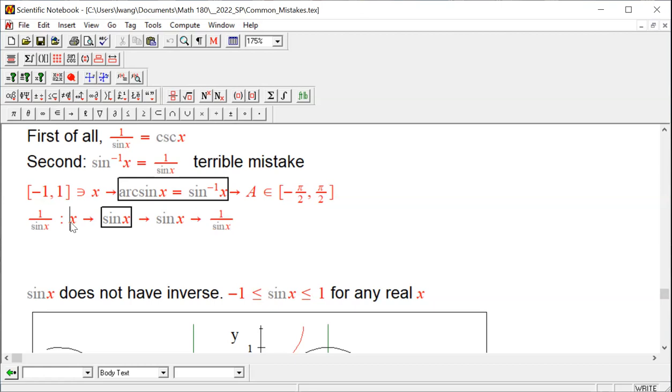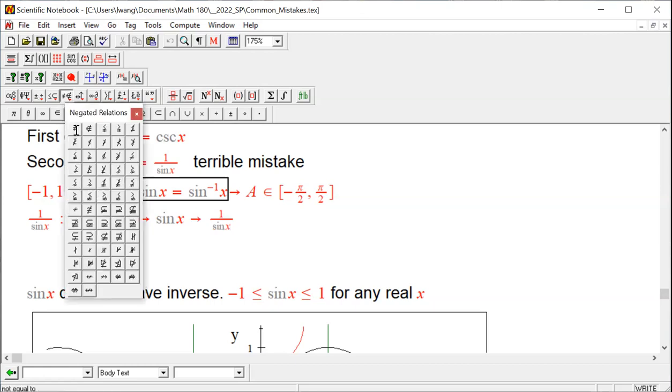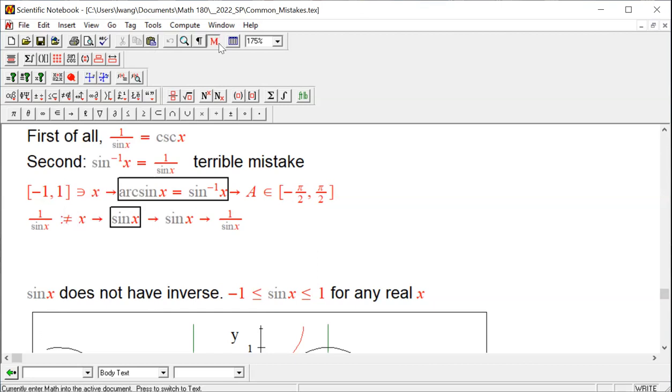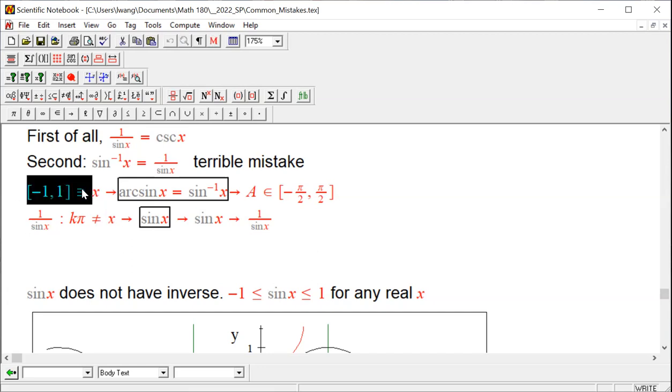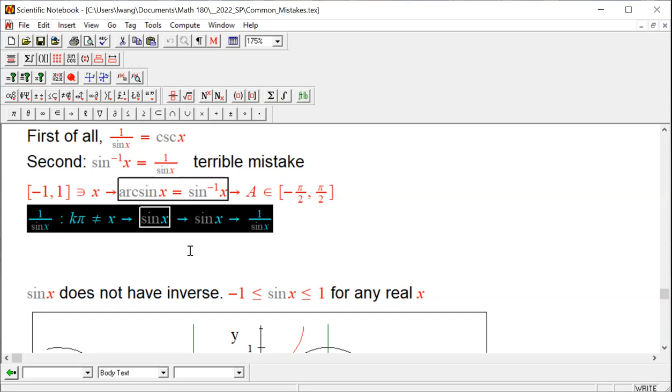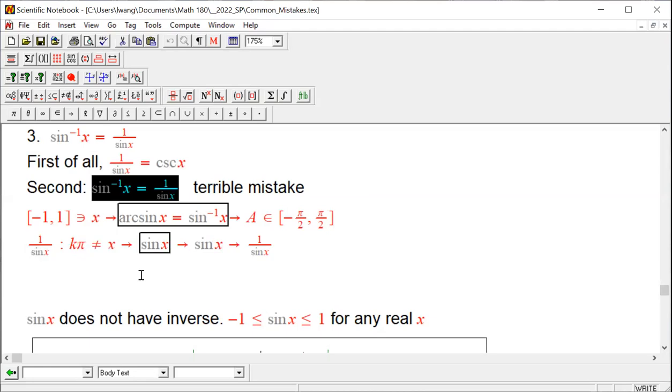So in that regard, the domain x cannot be what? It cannot be k pi, because k pi makes sine x equal 0. So the input for 1 over sine x are angles, and the input for arc sine are ratios, which is only from -1 to +1. You can see from the domain's perspective, they have no connection whatsoever, much less to say they're the same. So this is a terrible mistake.